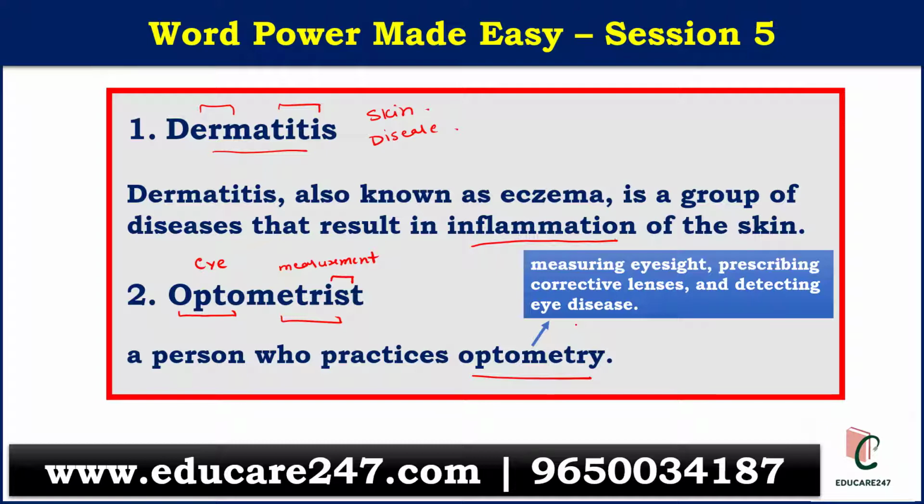When you go to an optics shop, there we have the optometrist present. And there is another one, the optician. The optician is the one who prescribes you the lenses, and the optometrist is the one who tests your eyesight or corrective lenses.